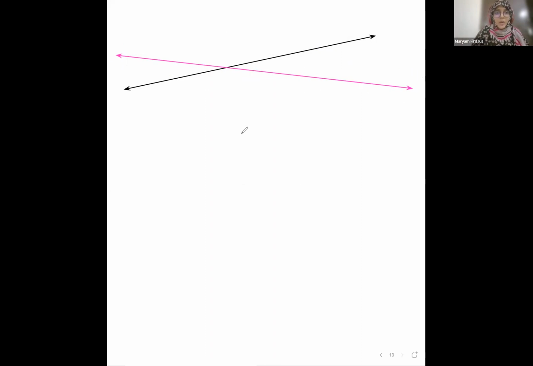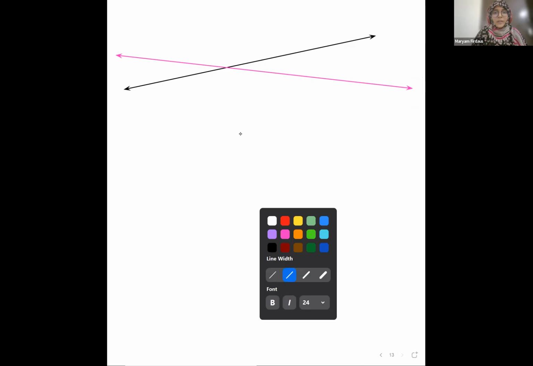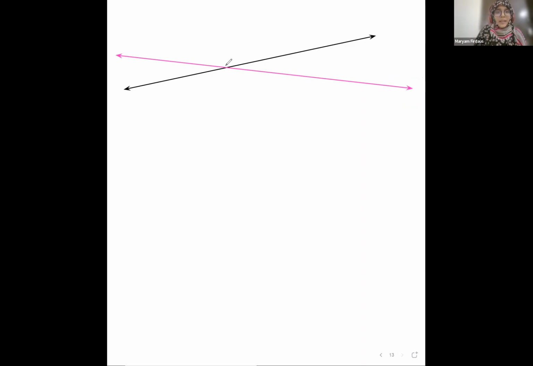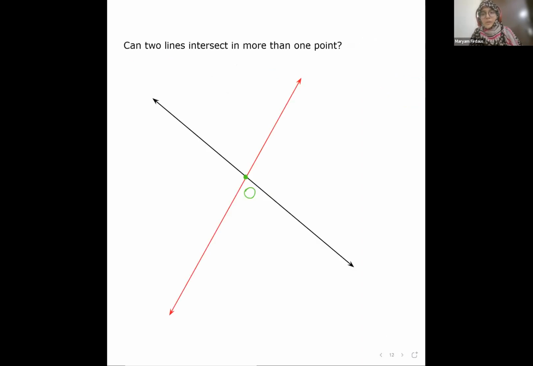So now these two are intersecting at this point, which we can name anything, A, B, C, whatever. Okay, fine. Now one more question for you. Can you see the question? Can more than two lines intersect in one point?